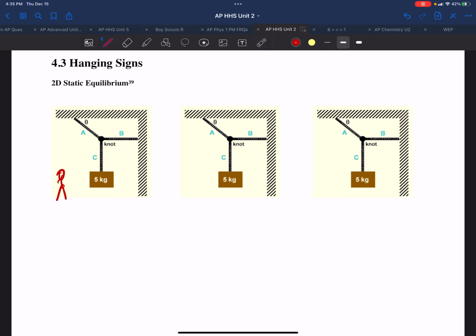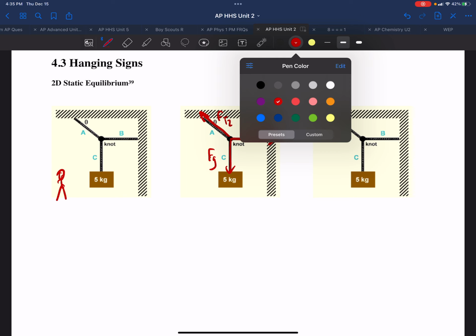So the first thing for us to realize is what the forces are. There is a force of tension in that direction. There's a force of tension in that direction, and there's a force of gravity in that direction. So there's two tension forces.